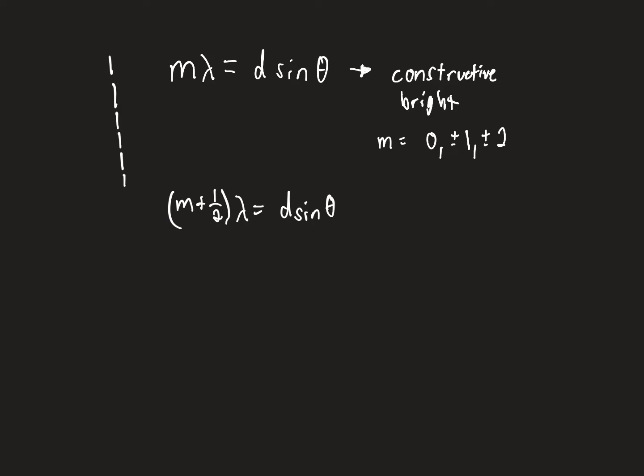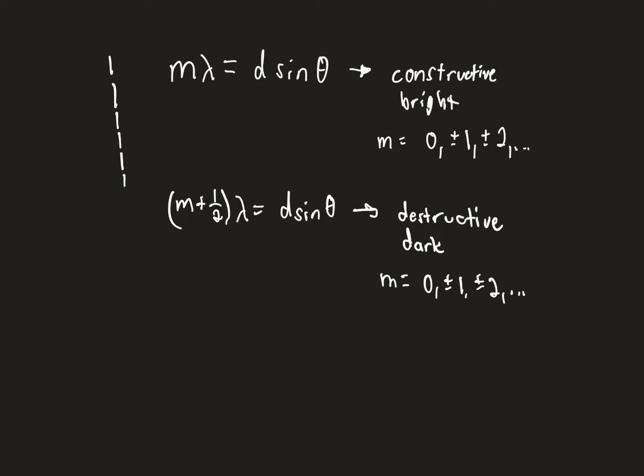I know what Maya was thinking about. She's a step ahead of me. This is destructive interference. This lets you predict the dark spots for multiple slits. And m is again 0, plus or minus 1, plus or minus 2, etc. So I can find bright spots, I can find dark spots, and this works with multiple slits.